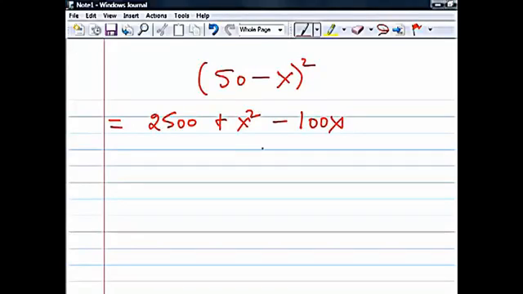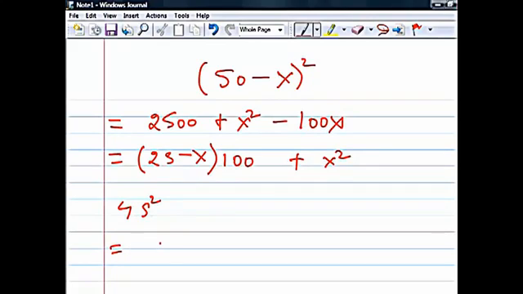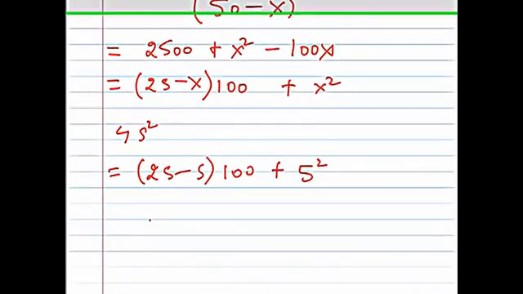Now, it can again be written as (25 minus x) into (100 plus x) square. Now if I have to do the 45 square, it's simple. I have to write (25 minus 5) into (100 plus 5) square.